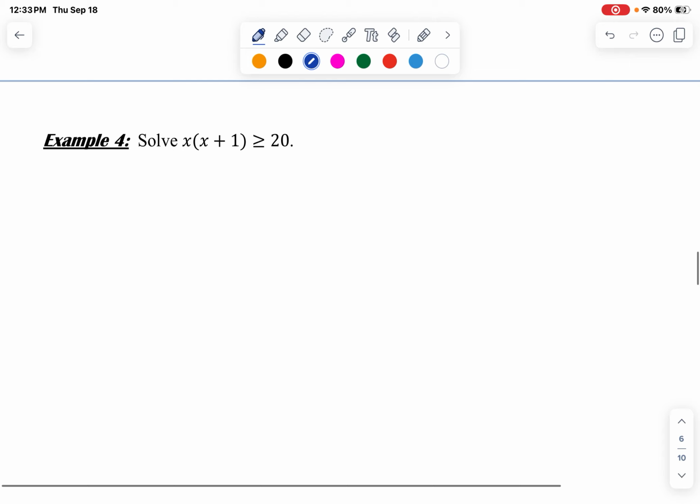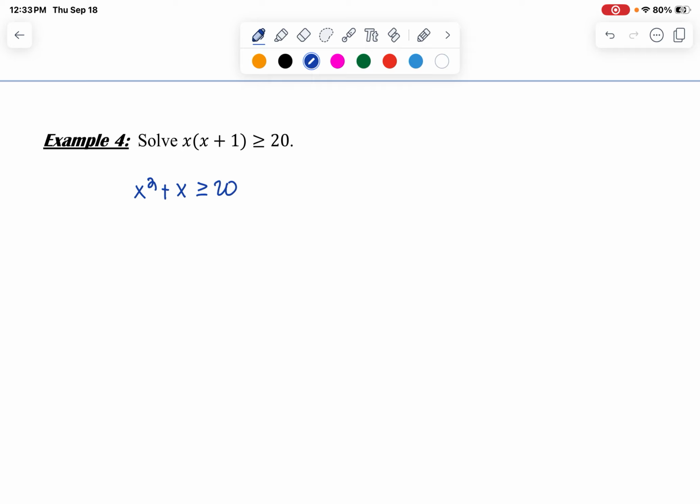All right, this one, at first glance, it looks like it's in factored form, but that's not a 0 on that side. So this is not in factored form. So to get it in factored form, let's go ahead and expand it first. That's x squared plus x is greater than or equal to 20. Now get it equal to 0. Actually, we just get it equal to 0 in the same step. Subtract 20 from both sides, and now it's in standard form, right?